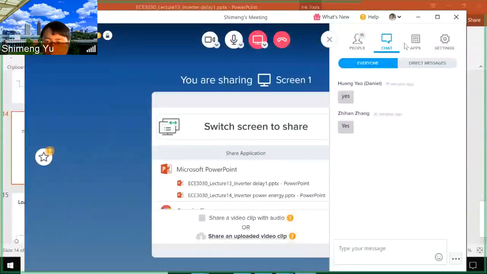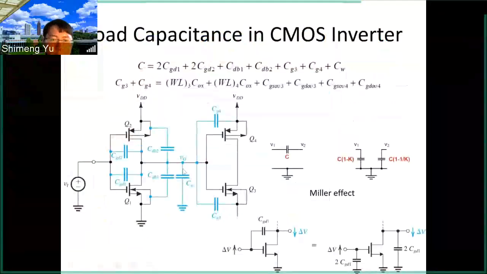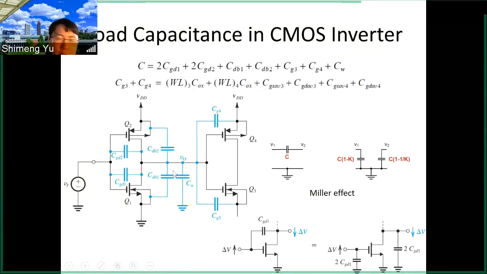And then let's consider what contributes to the CL, the load capacitance, to the output voltage here. So this is one inverter driving another inverter. And we look at the output for the first inverter. Previously, we just used a big CL to represent all the capacitance attached to this node. This is like lumped. But actually, there are many components here. So let's look at what contributes to this CL.